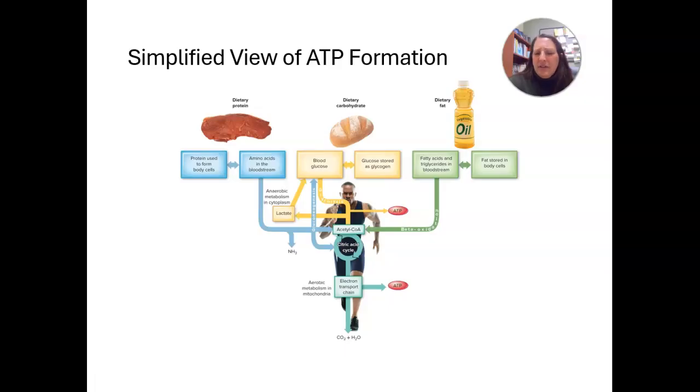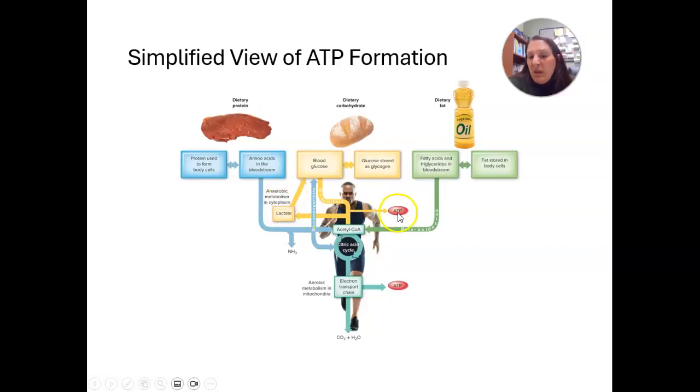Okay, and just kind of a review, we did this a few chapters ago, but just to let you know that dietary carbohydrates, dietary fats, and dietary proteins can all feed into this pathway of producing ATP. Dietary carbohydrates are broken down. We end up with a rise in blood glucose levels. Glucose can be used by our bodies, either anaerobically to produce lactate or aerobically, to be broken down completely. Both of those processes will produce ATP.